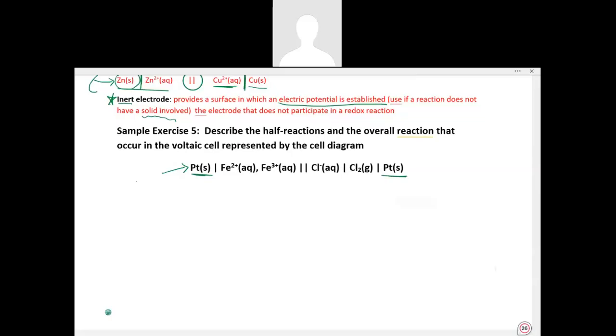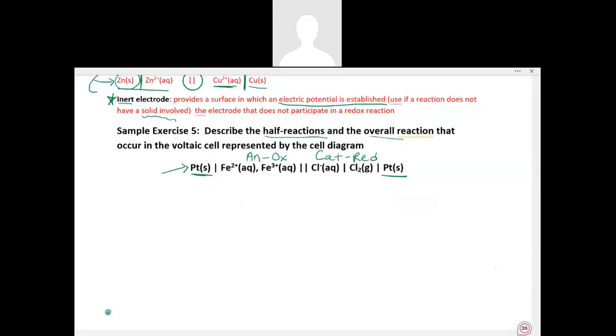So we know that this is our anode, so we expect an oxidation half reaction. This is our cathode, so we would expect a reduction half reaction. So let's see what they ask us to do here. They just ask us to describe the half reaction and then the overall reaction that will occur in the voltaic cell represented by this cell diagram that we see here.